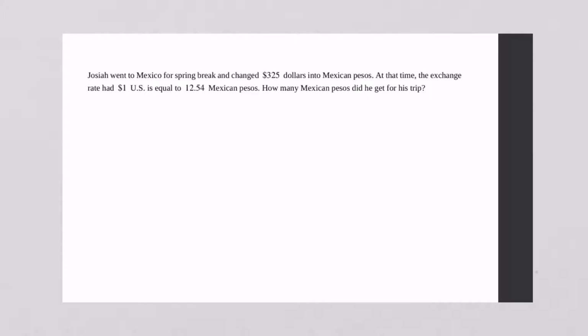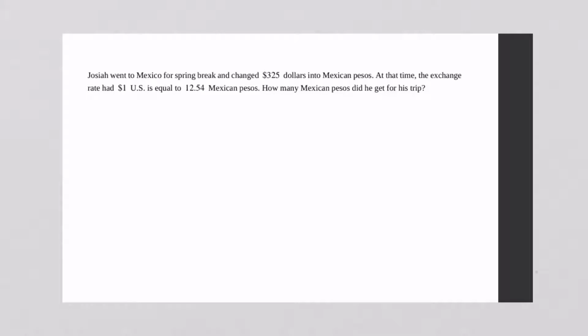Okay, so in this one, Josiah went to Mexico for spring break and changed $325 into Mexican pesos. At that time, the exchange rate had $1 US is equal to 12.54 Mexican pesos. How many Mexican pesos did he get for his trip?